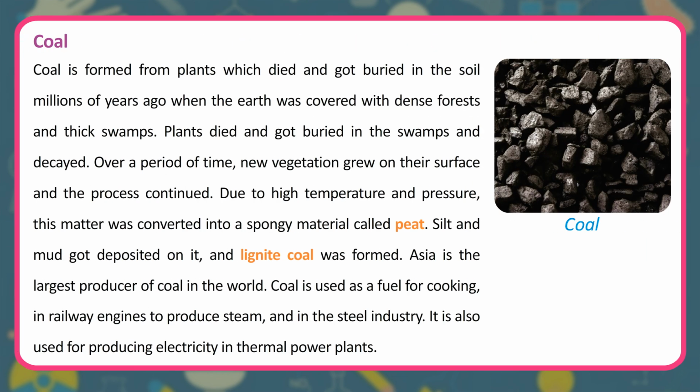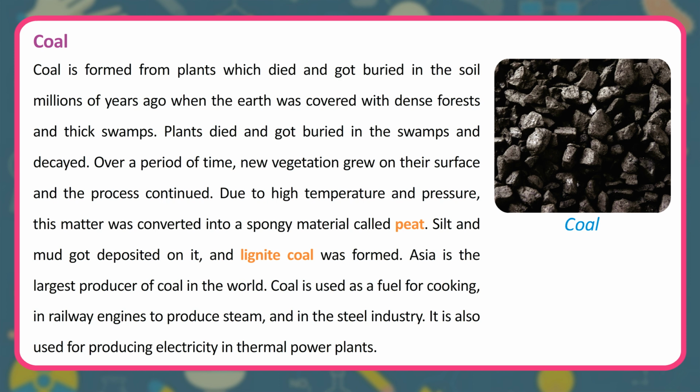Coal. Coal is formed from plants which died and got buried in the soil millions of years ago when the earth was covered with dense forests and thick swamps. Plants died and got buried in the swamps and decayed. Over a period of time, new vegetation grew on their surface and the process continued. Due to high temperature and pressure, this matter was converted into a spongy material called peat. Silt and mud got deposited on it, and lignite coal was formed.